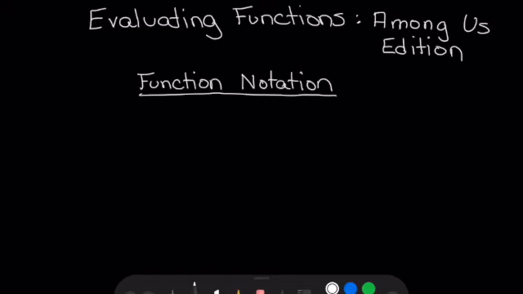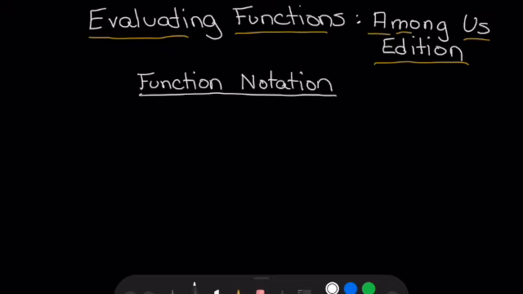Today we're going to talk about function notation, and we're going to use the Desmos Evaluating Functions Among Us edition. If you don't have that open right now, you should go and open it up, because we're going to be going back and forth between this video and the Desmos.